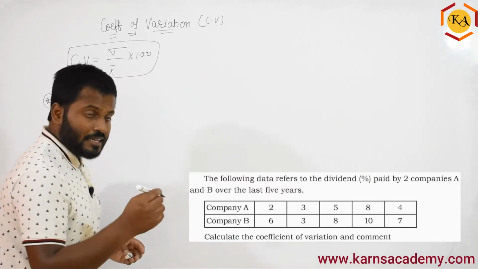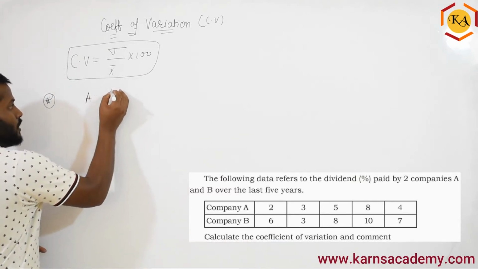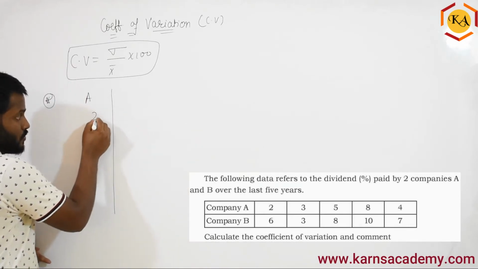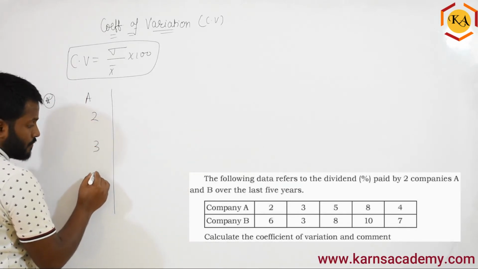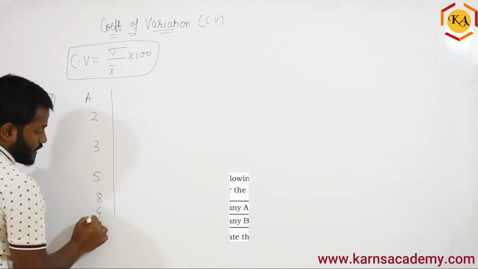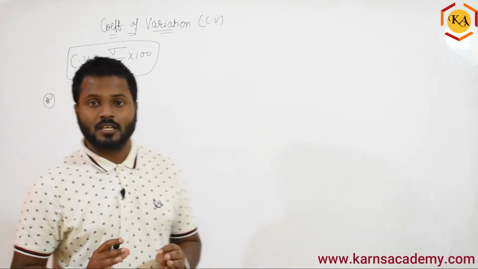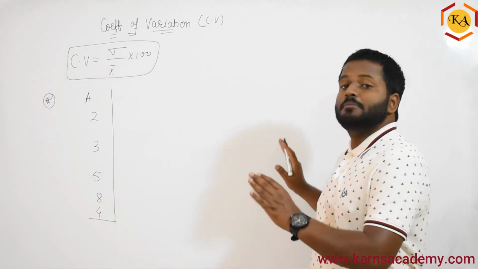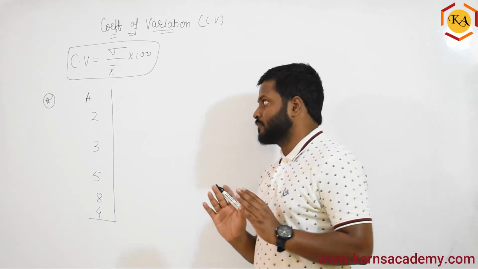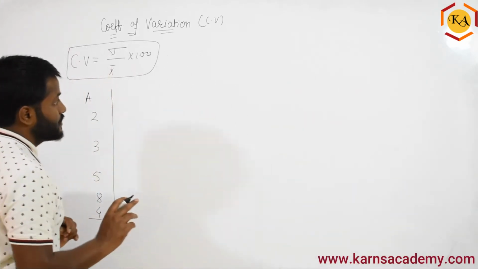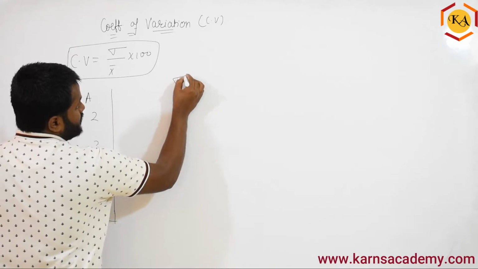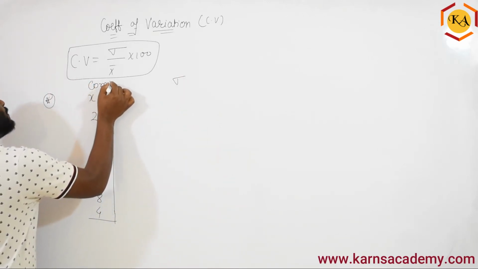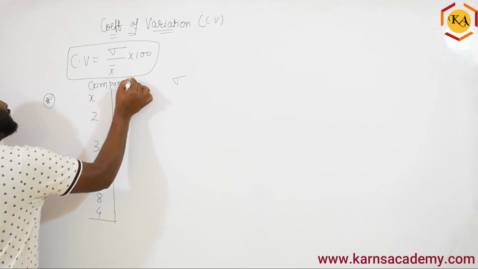So let me just write the data. You can see that these are the two different data. Company A is separate and company B is separate. So the data is 2, 3, 5, 8 and 4. This is for company A. First you are going to find CV for company A separately and company B separately. To find CV we need the standard deviation. So let me write company A here, this is X.